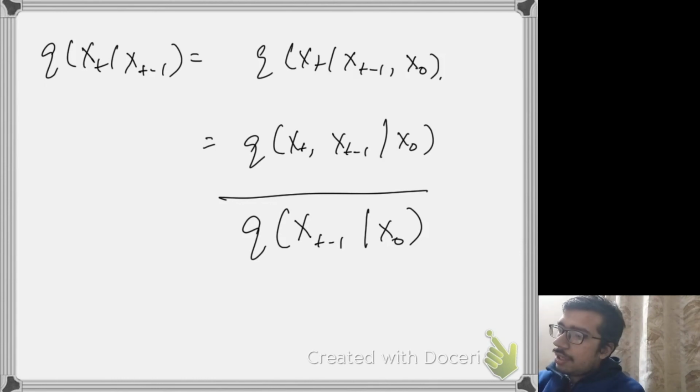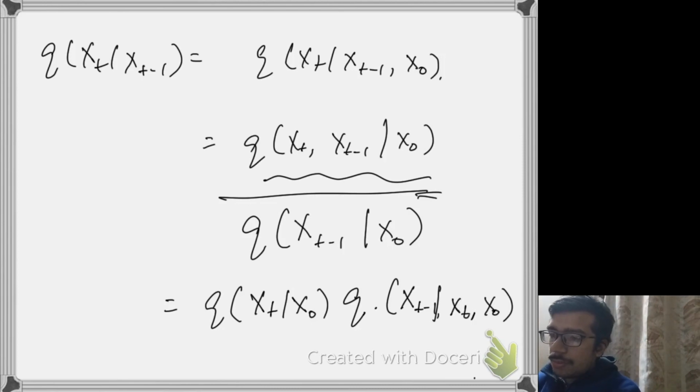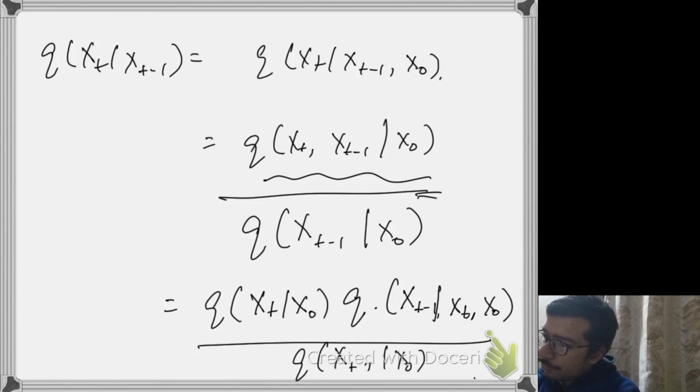Now we look at the numerator. So we write this expression as q of xt given x naught times q of xt minus 1 given xt and x naught over q of xt minus 1 given x naught, right? So this is true for all t greater than or equal to 2, because for t equals 1, actually we cannot flip the order because it's just q of x1 given x naught. For t greater than or equal to 2, we can flip the order in this manner.